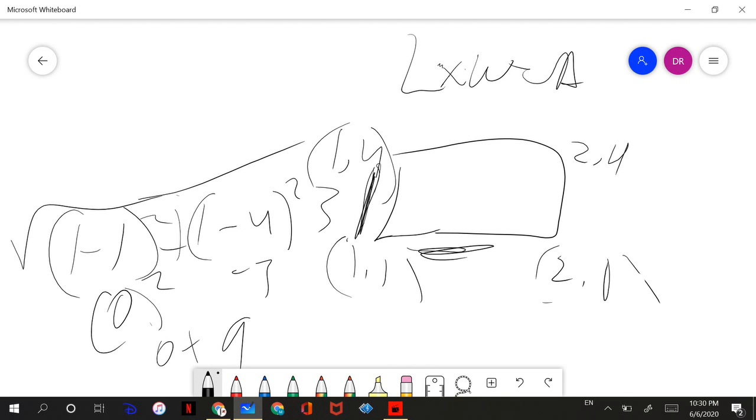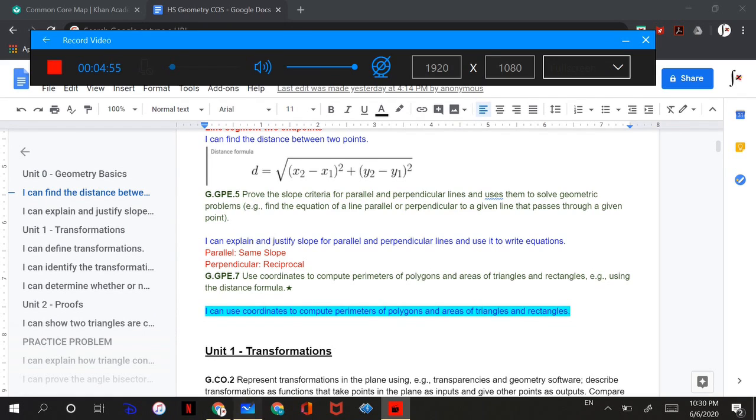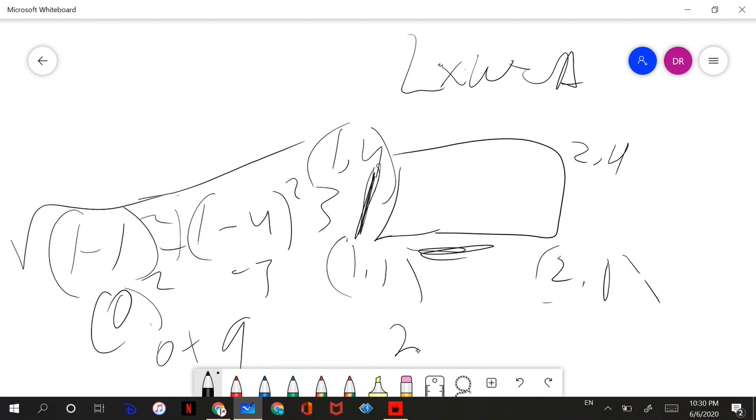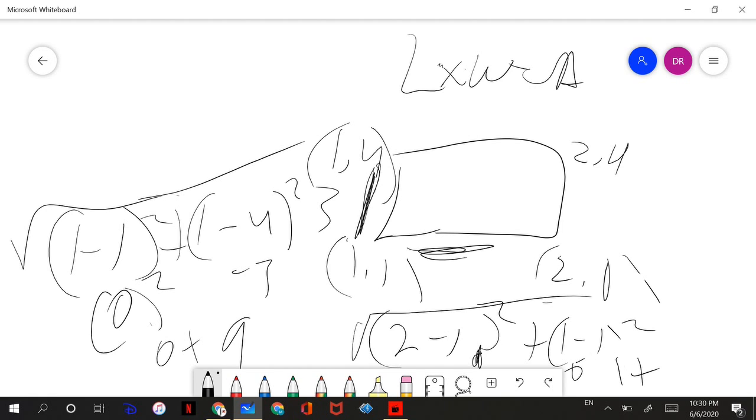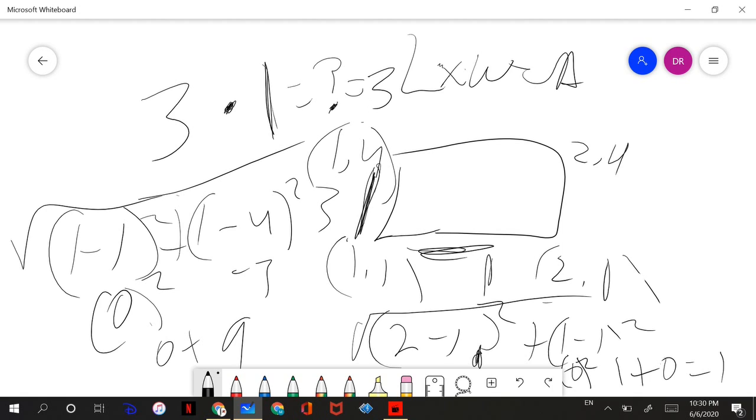Now let's find the width. So 2 minus 1 squared plus 1 minus 1 squared, and you take the square root. 2 minus 1 is 1, and then squared is 1, plus 0 squared equals 1. You take the square root, and that's 1. And so you know the length is 3 and the width is 1. And then 3 times 1 is 3. So the answer is 3.